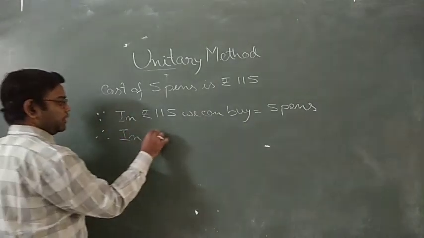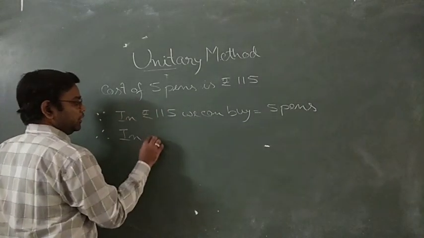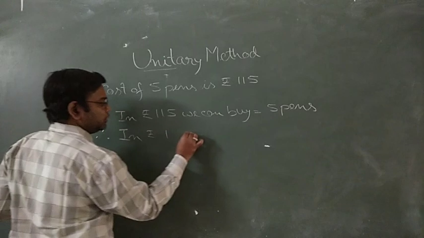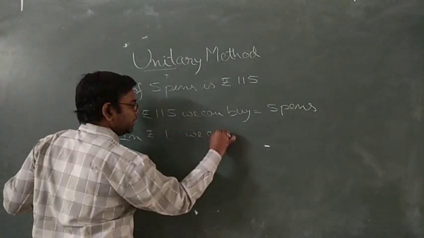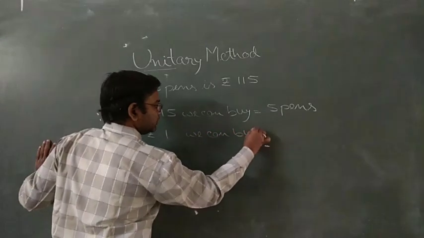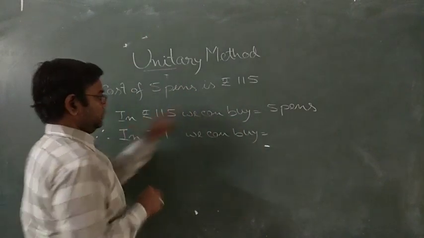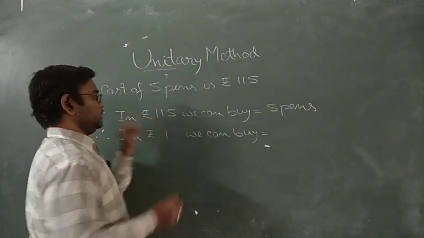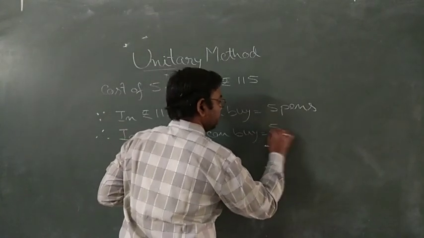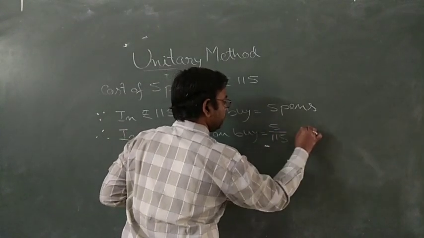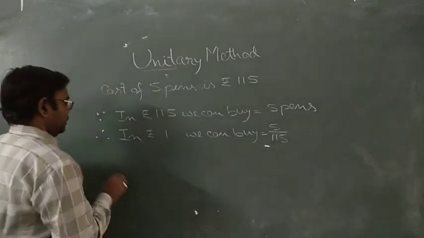Always remember, we convert the left side to unit. In rupees 1, how many pens can we buy? We always do a division, this divided by this one. So it's 5115 pens. Clear?